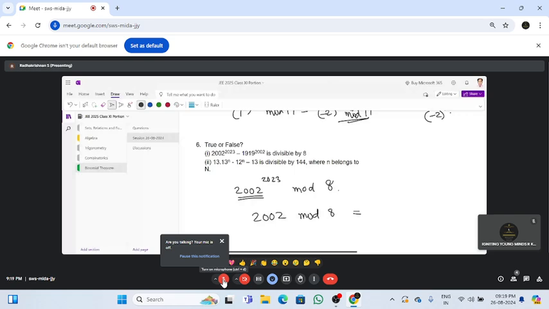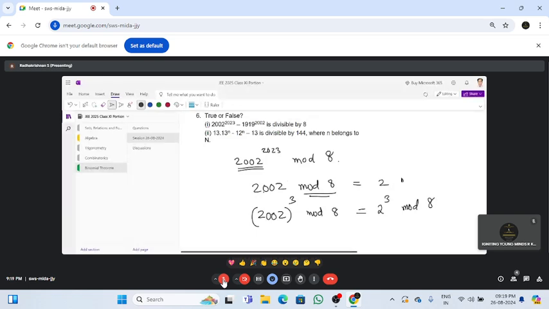like we did, we can find out 2002 square, 2002, let us say cube. What will this be? The same principle. It is 2 cube, right? When I cube here, since 2002 and 2 are equal mod 8, 2002 cube and 2 cube are also equal for mod 8. That means 2 cube is 8, and 8 mod 8 is 0. Therefore, for 2002 whole cube, the remainder is going to be 0 when divided by 8.